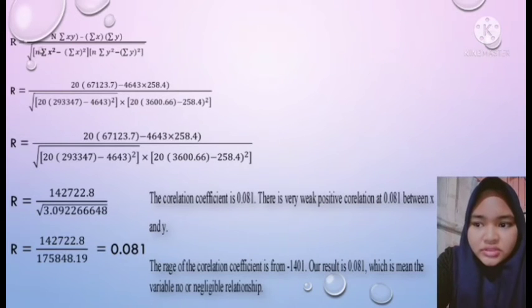The range of the correlation coefficient is from -1 to 1, and our result is 0.081, which means the variables have no or a negligible relationship.